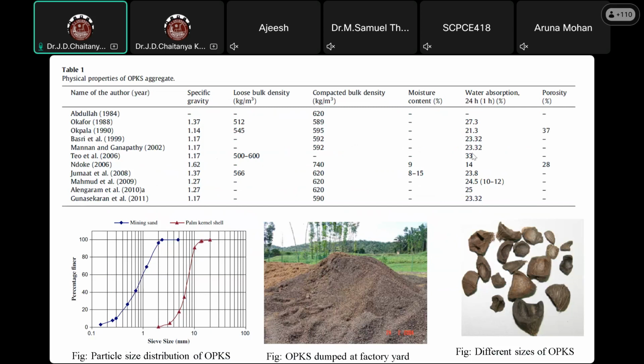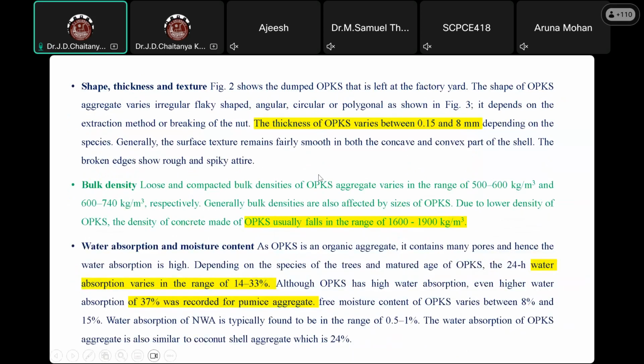Okay, so this is the case. We can take the shell figures, shapes and sizes. Now coming to the slab shape and thickness of the shell, you can observe that the thickness of the OPC varies from 0.5 to 8 mm. So when we are using 20 mm aggregates, we cannot replace them here. That's why, when using this shell as aggregate, we have to replace only the 12.5 mm aggregates, not the 20 mm aggregates.